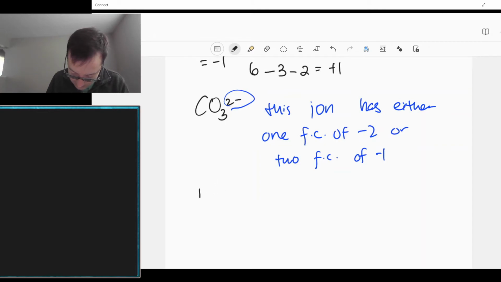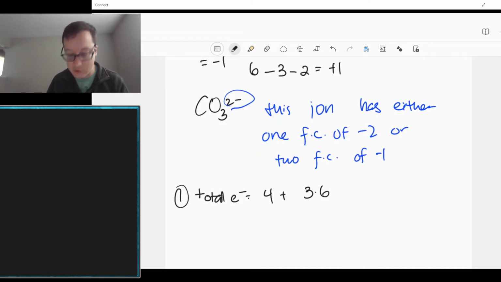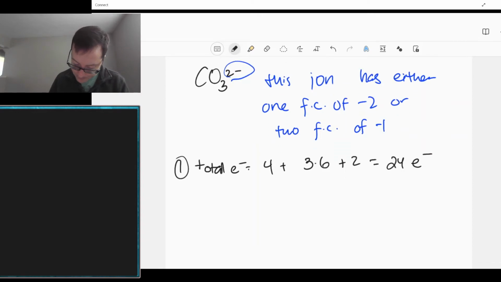So let's do the total electrons here. We have 4 from carbon, 6 from each oxygen. We have 3 of those, plus 2 because we have a negative charge of 2, and that was 24 electrons that we have to work with.